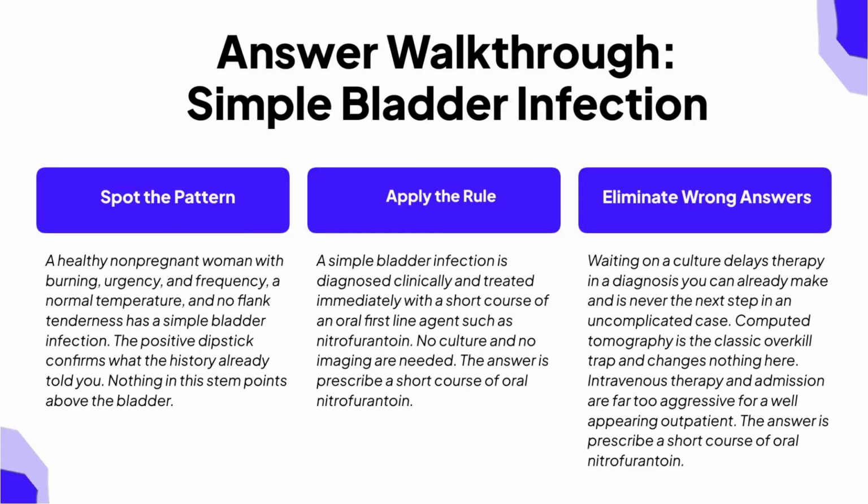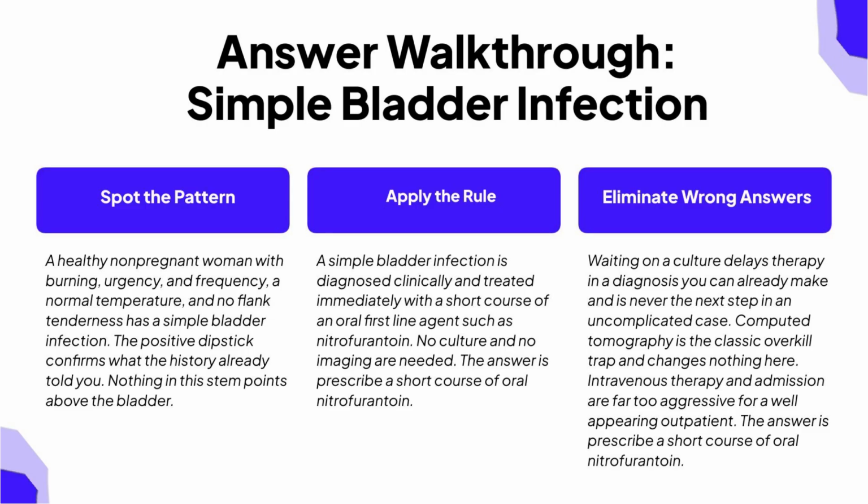Let's break this down. Step 1. Spot the pattern. A healthy non-pregnant woman with burning, urgency, frequency, a normal temperature, and no flank tenderness. That's a simple bladder infection, and the positive dipstick just confirms it. Step 2. Apply the rule. It's a clinical diagnosis treated immediately with a short oral first-line agent such as nitrofurantoin. No culture, no imaging.